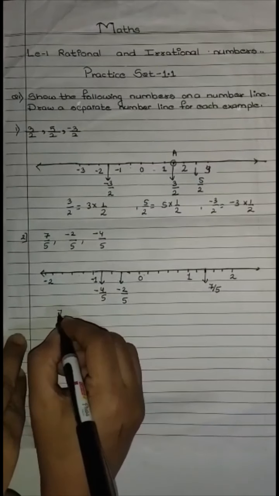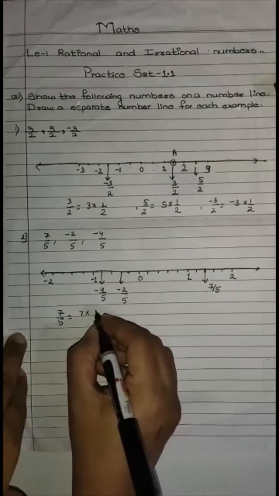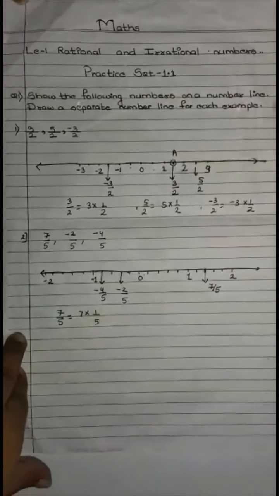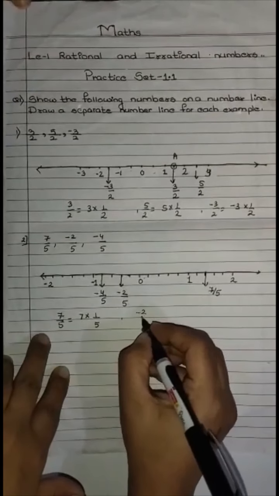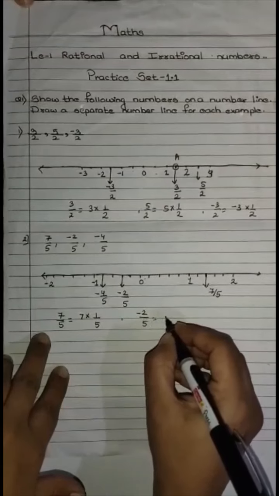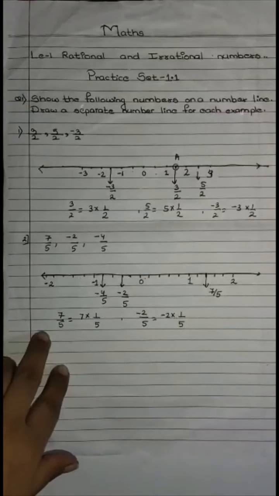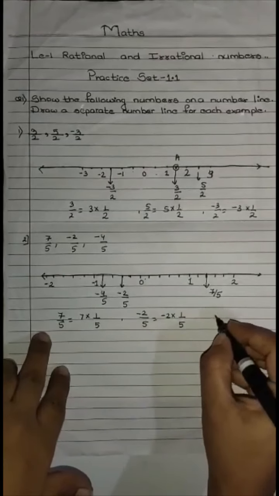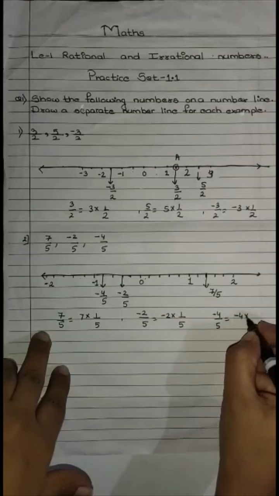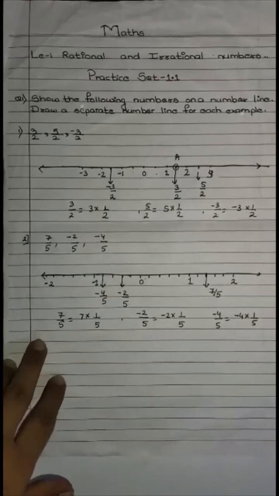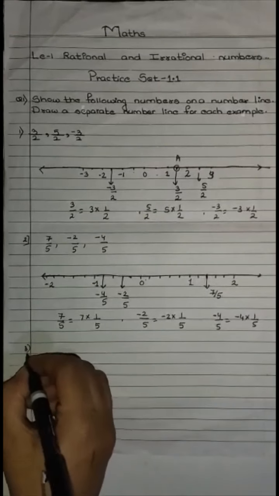Now 7 upon 5, I can write it as 7 into 1 upon 5. Now minus 2 upon 5, I can write it as minus 2 into 1 upon 5. Minus 4 upon 5, I can write it as minus 4 into 1 upon 5. Okay, now we will move towards the third sum.